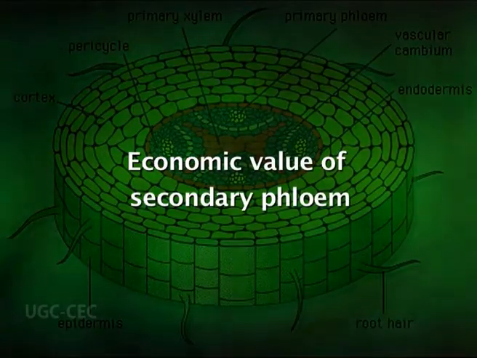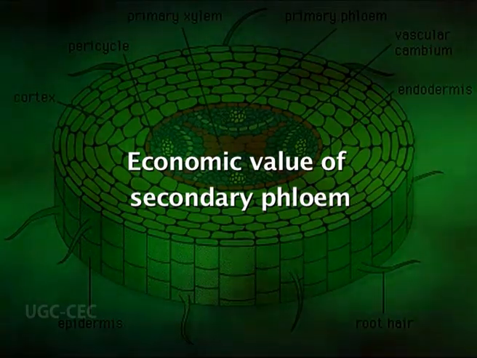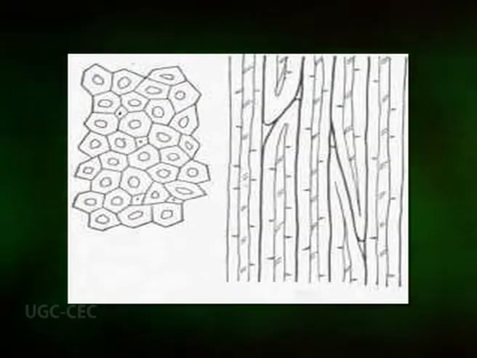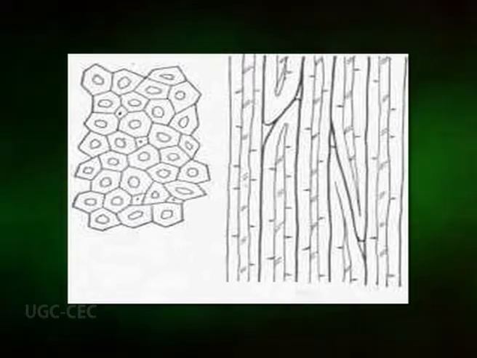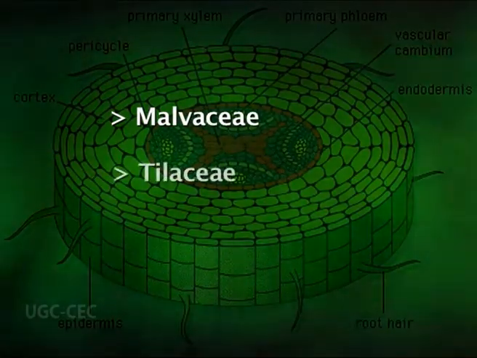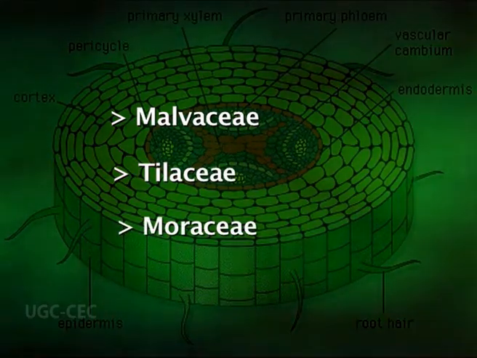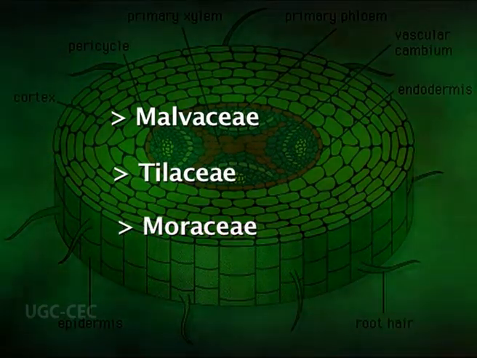At last, we will discuss the economic value of secondary phloem. Fibers of secondary phloem were formerly used commercially to a considerable extent and are still of some importance. The secondary phloem of various trees and shrubs of the Malvaceae, Tiliaceae, Moraceae, etc. has provided bast fibers for economic purposes for centuries.